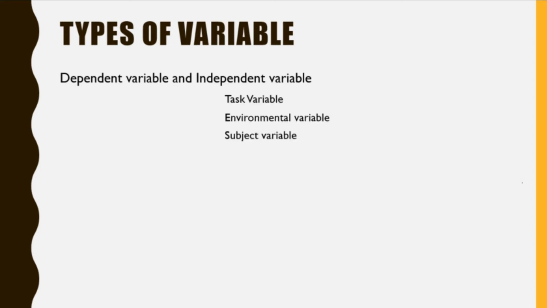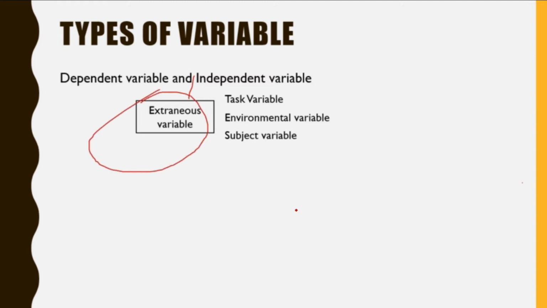Independent variable is further divided into task variable, environmental variable and subject variable. These three are the major types of independent variable. And then we have extraneous variable, which always comes in between these two, independent and dependent variable. This is a very major part, and we'll be discussing it in detail in the session.